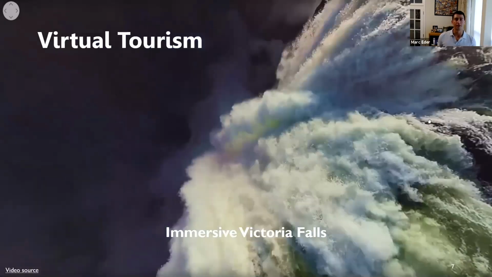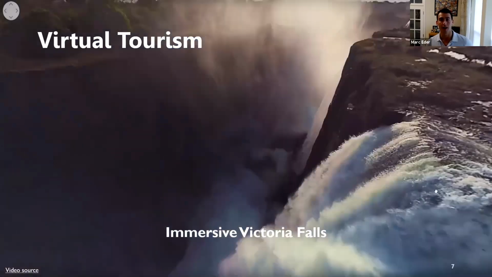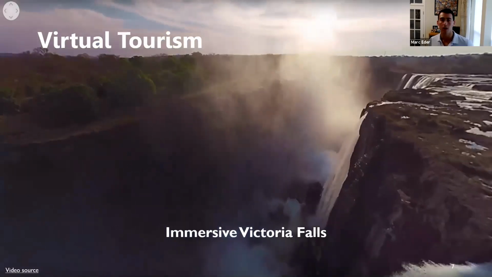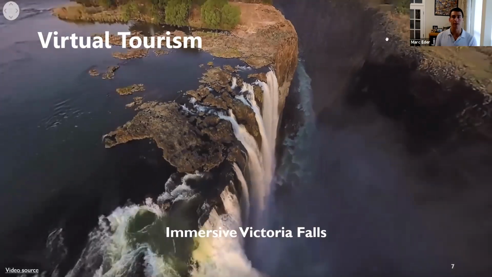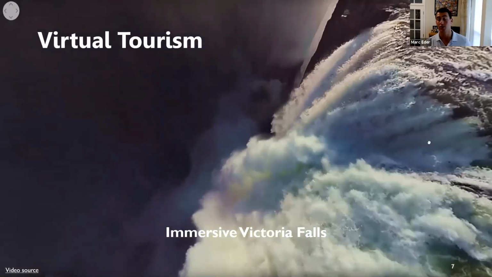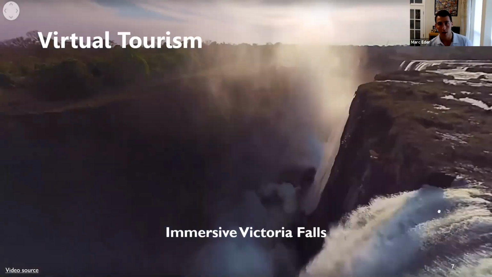Or maybe you're feeling really adventurous, you can take a helicopter ride over Victoria Falls. All of these are ways that we are using 360 already. These are just YouTube videos right now, and you can set them up with any sort of VR viewer.